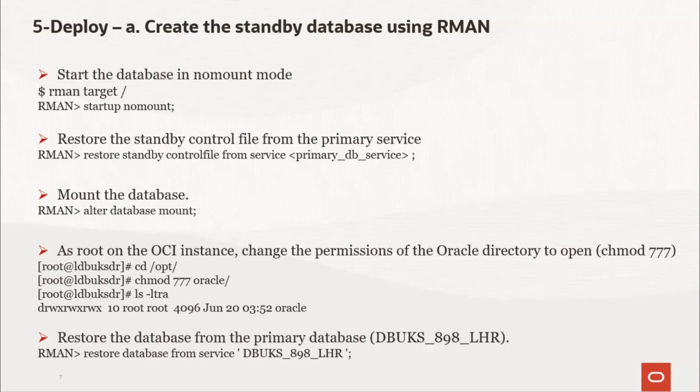So here, start the database in nomount mode. Restore the standby control file from the primary service, mount the database, set Oracle directory permissions, and then finally restore the database from the primary service.